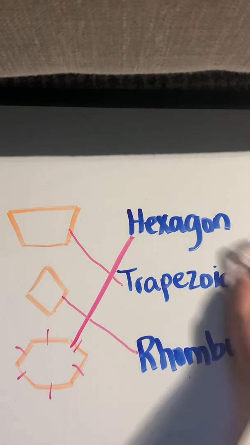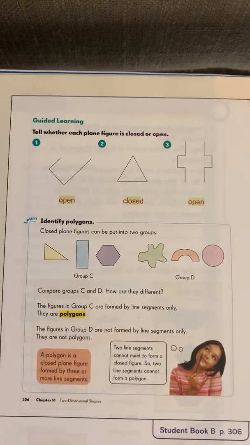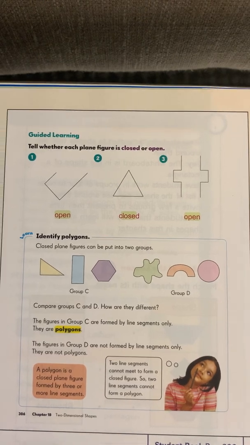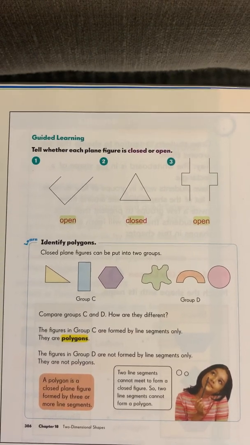Okay, I would like for you to go ahead and get your 3B textbook and open up to page 306, okay? We're gonna be looking a little bit more at open and closed figures, and then guess what? We're gonna be hearing that vocabulary word polygon, and so we're gonna be learning a little bit more about polygons today, okay? So this is what your page needs to look like. All right, so go ahead and flip maybe a page or 2 and see if you can find it. All right, let's go ahead and look at this page together.